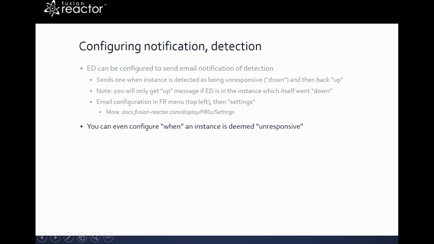Now, I wanted to clarify this point of when does an instance get deemed unresponsive? That's configurable too. How many seconds should it not get a response? And how many failed such heartbeat checks should there be before it's deemed unresponsive? That's configurable. That's in enterprise settings. So let me just take a look at that really quick. Go back to the FusionReactor dashboard.